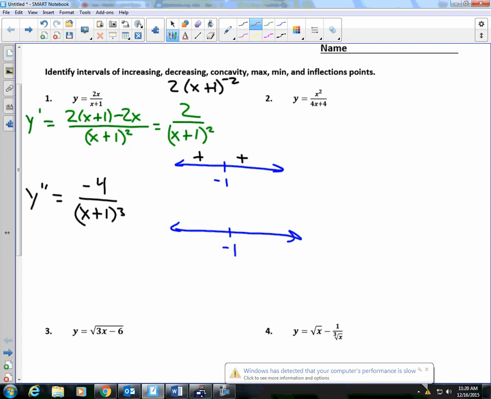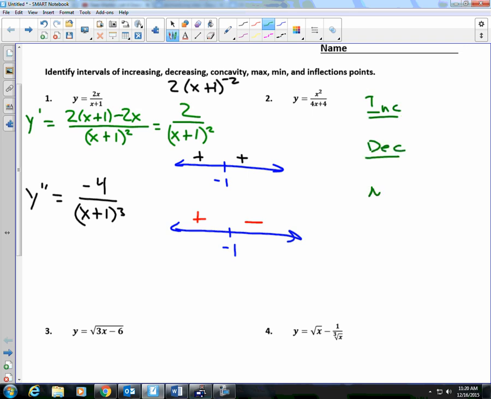What number would you like to test? -2. -2 plus 1 is a negative. To the third is a negative. Negative divided by negative is a positive. Let's plug in 0. You get a positive on the bottom, negative on top, negative. So this is all the information I need to determine information about this graph. Increasing, decreasing. Max, min. Probably write it over.